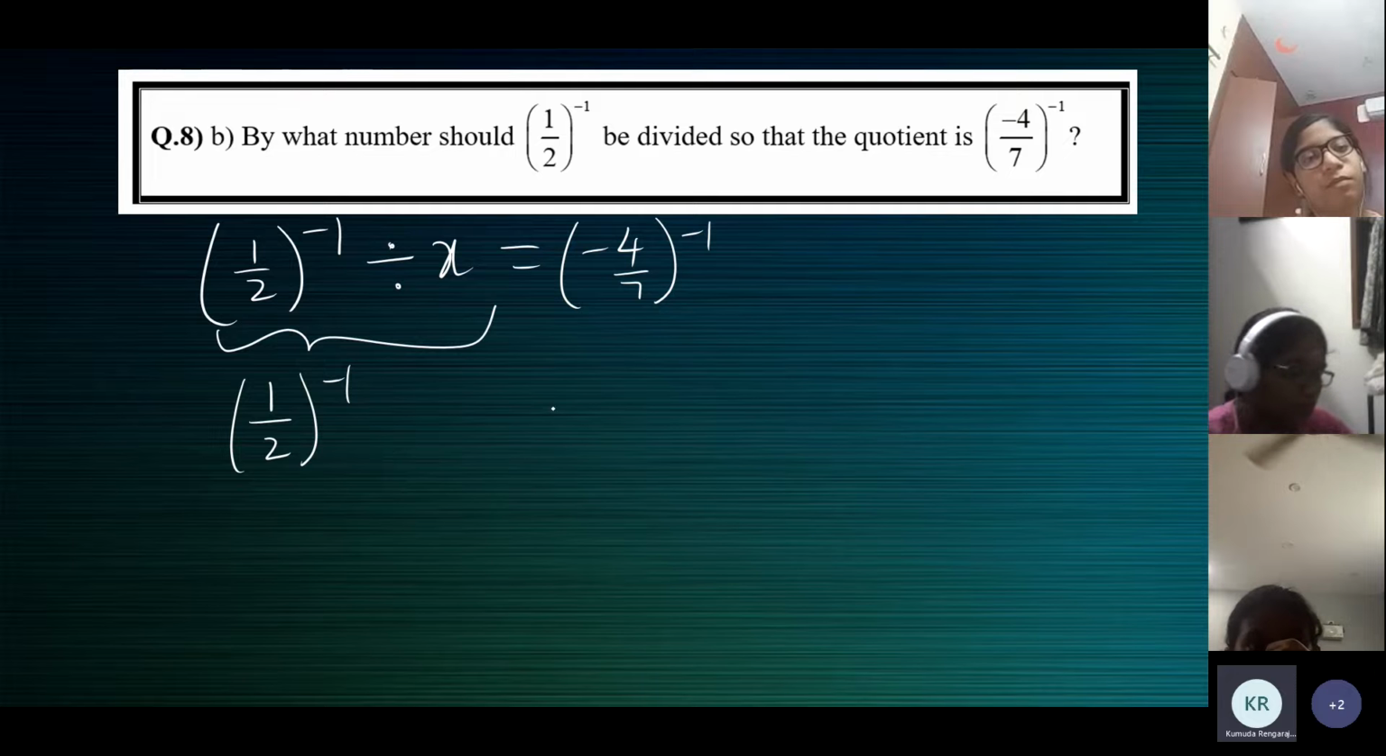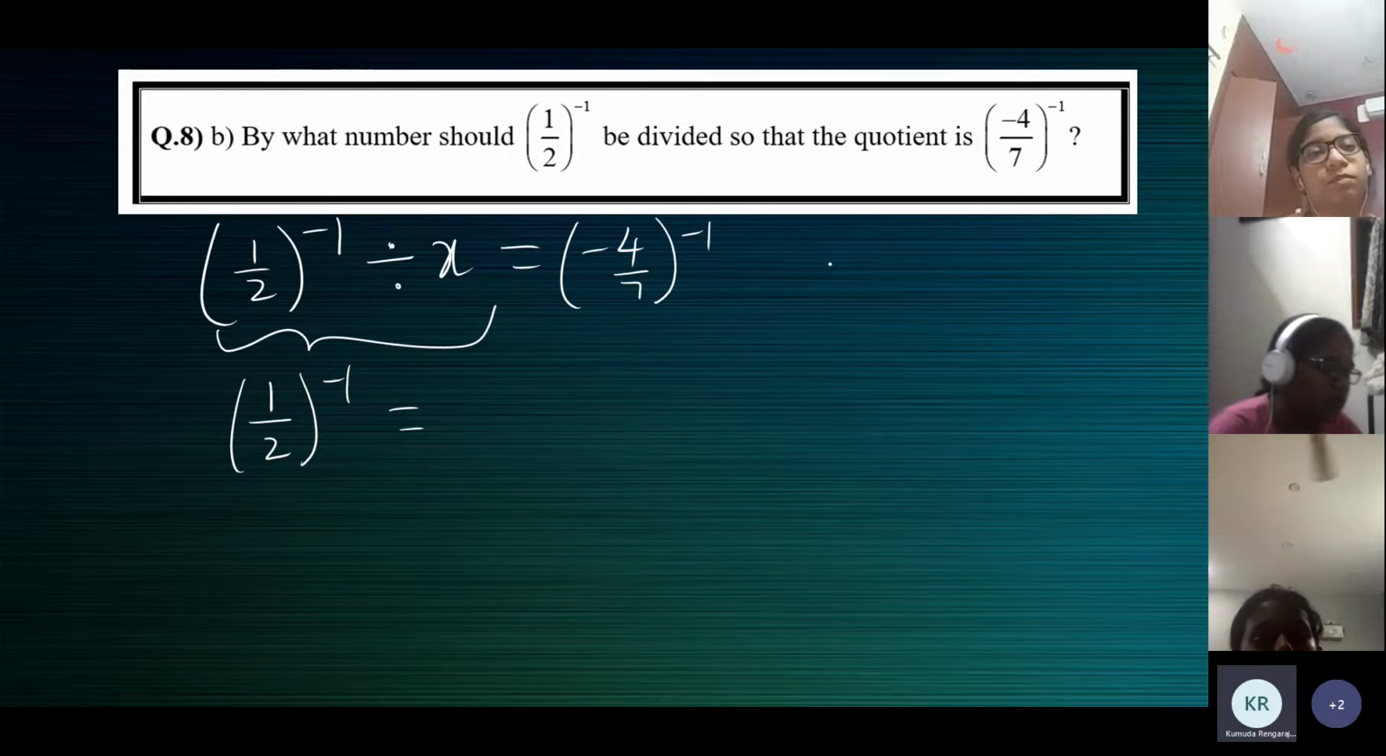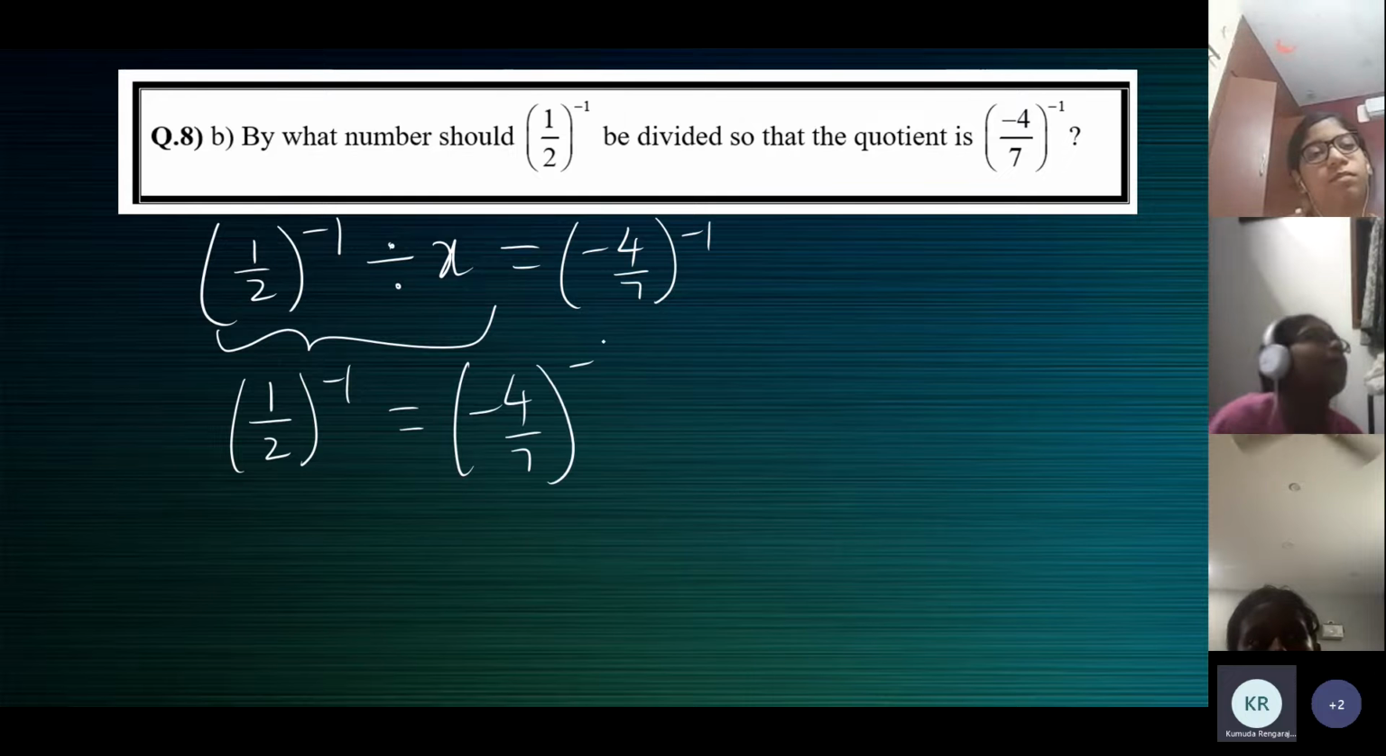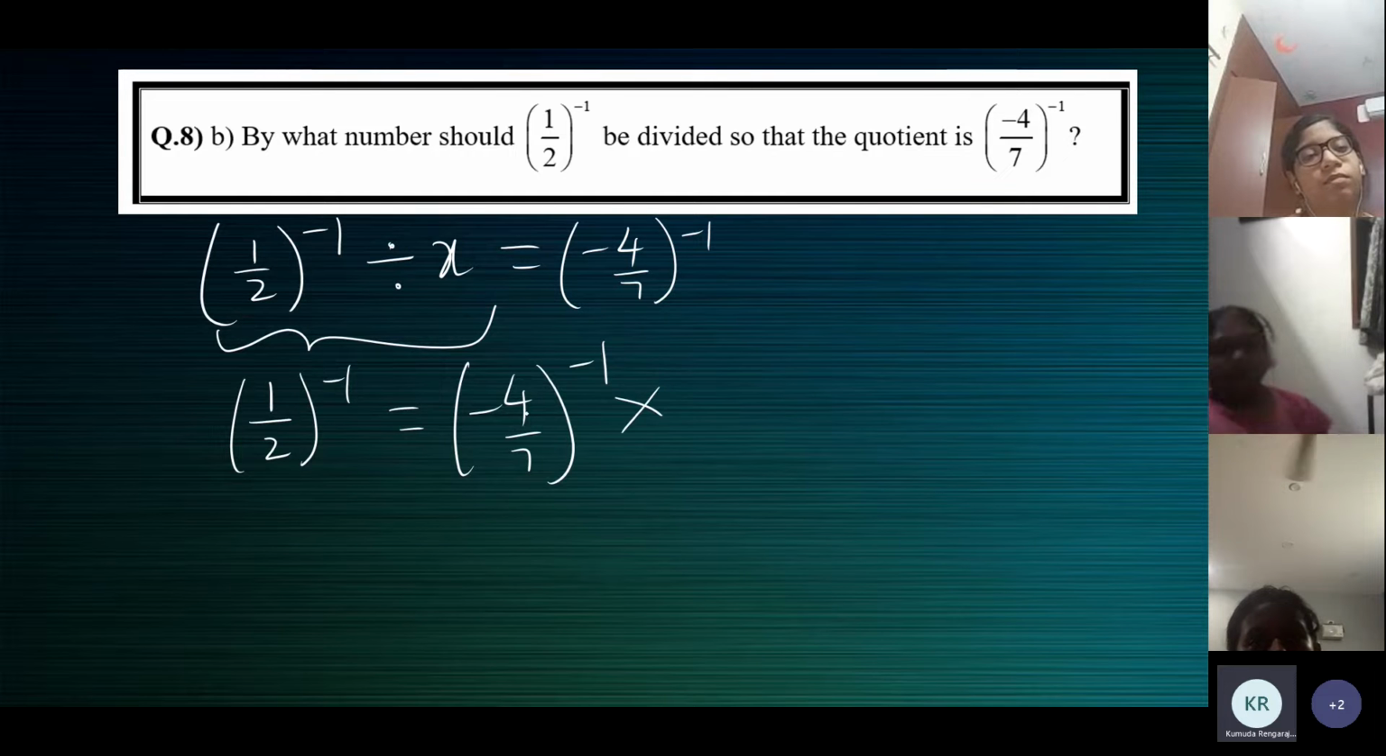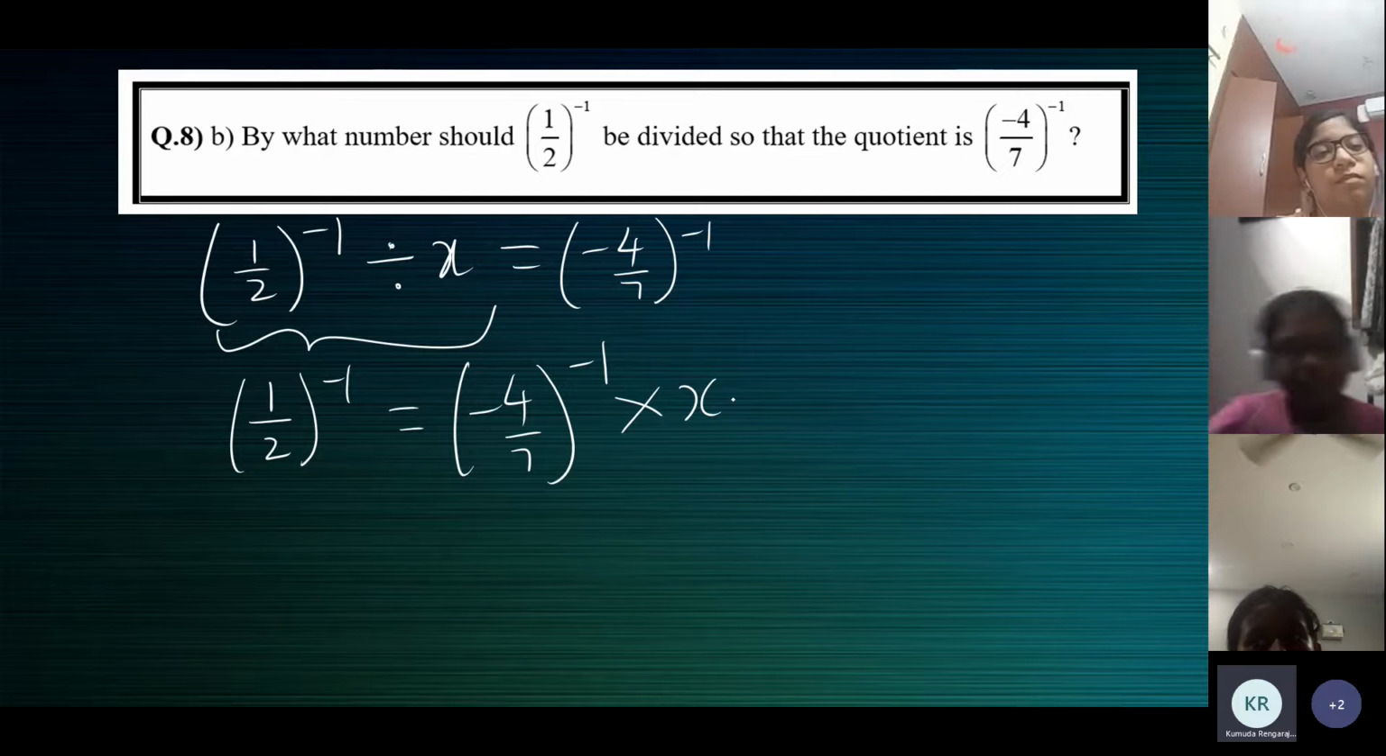Division will go for multiplication to the other side as it is. If you want to transpose, you should transpose x. It's divided by x, so x can go to the other side as multiplication. So it will be minus 4 by 7 to the power minus 1. Divided by x becomes multiplied by x to the other side. Division becomes multiplication and x comes as it is.